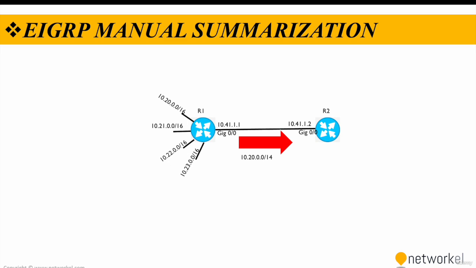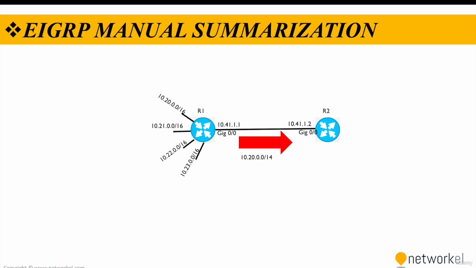EIGRP manual summarization allows you to create specific summary routes to reduce the size of routing tables and improve the efficiency. This is done by aggregating multiple smaller routes into a larger summarized route. So manual summarization gives you more control compared to auto summarization, which operates at classful boundaries.